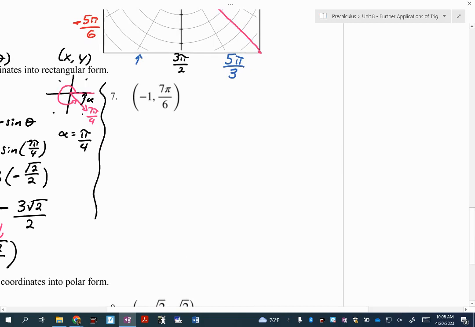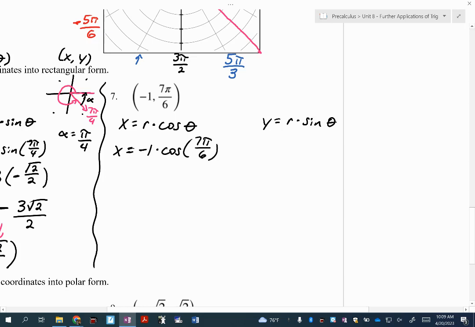Doing the same work, right? Same work. X equals r times the cosine of theta. Y equals r times the sine of theta. So plug in what we know. R is -1 times the cosine of 7 pi over 6.